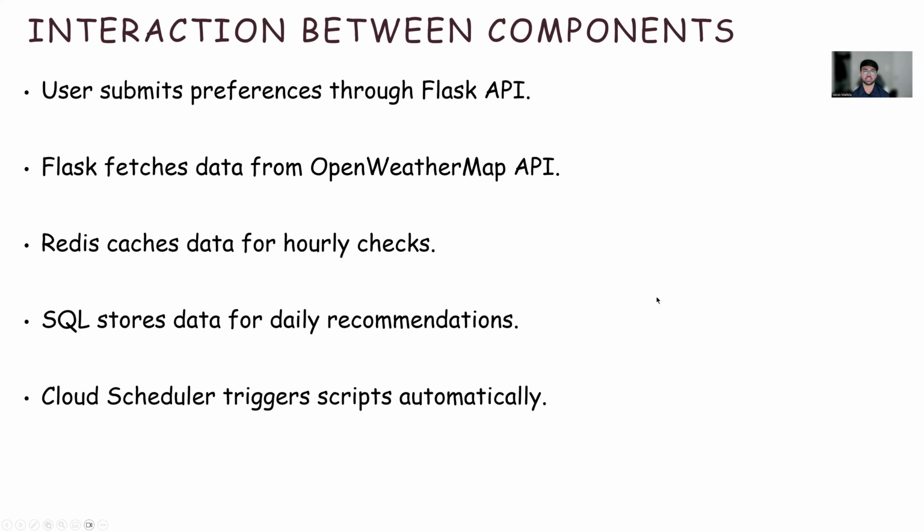When you come to the interaction between various components, as I've already discussed in the architecture diagram, first the user submits the preferences to the Flask API, then the Flask API fetches data from OpenWeatherMap API, then Redis caches data for hourly checks. So if the preference matches, it is stored in Redis. Then for daily recommendations, the data is fetched from OpenWeatherMap, and it is stored in Cloud SQL, MySQL here. Then all of this runs automatically through scheduling. I've set the hourly checks to run every hour, and daily recommendations and fetching of forecast data to run once a day in my project.